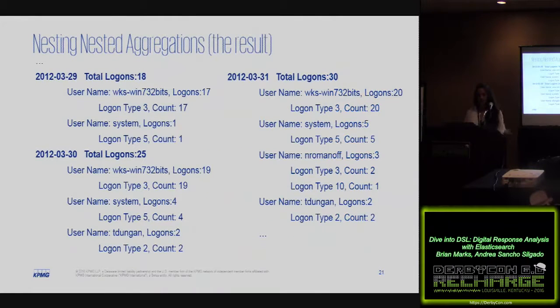This is the SANS spoiler alert. This is from SANS 508, I think. This is the total logons per day, per username, and per logon type. That can provide you a lot of insight when you're starting an investigation and you don't know what to look for first.